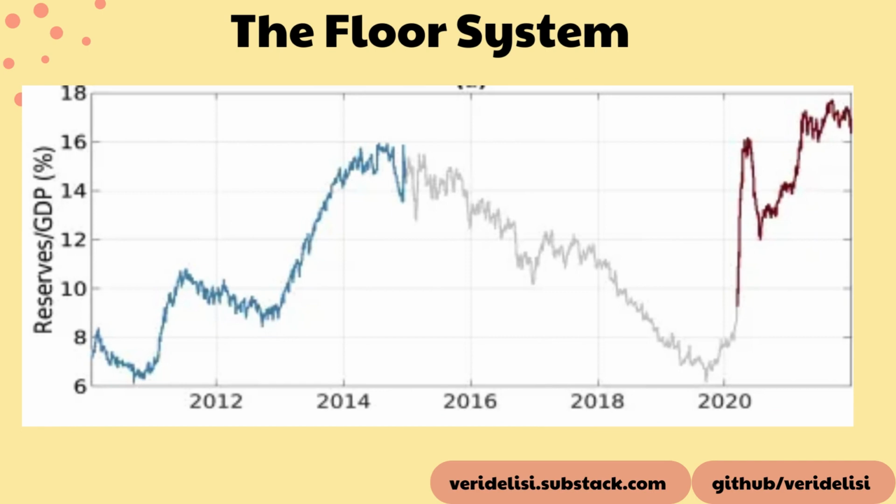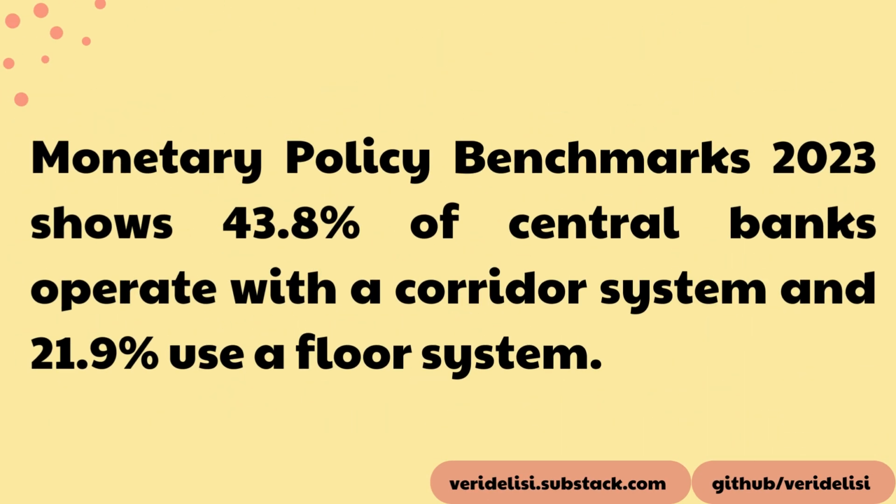You can see from the following graph how the reserves are growing in this period. Monetary Policy Benchmarks 2023 shows 43.8% of central banks operate with a corridor system and 21.9% use a floor system.